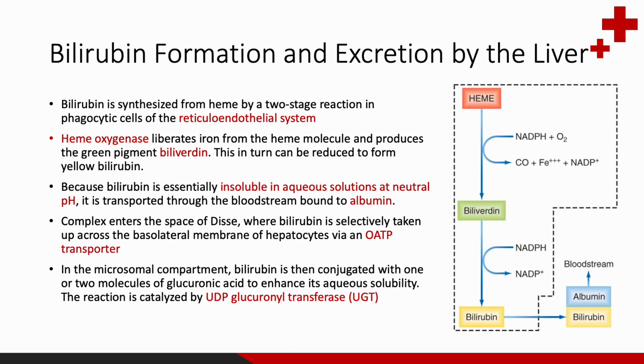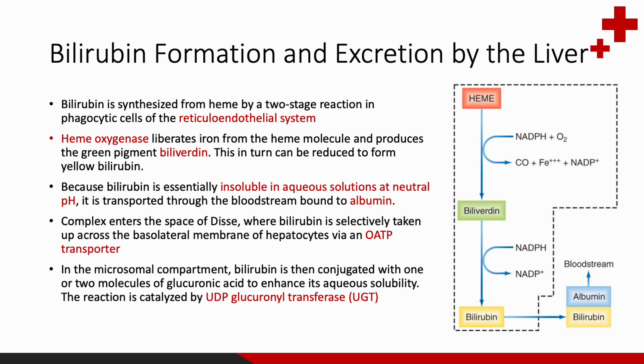Because bilirubin is essentially insoluble in aqueous solutions at neutral pH, it is transported through the bloodstream bound to albumin. When this complex reaches the liver, it enters the space of Disse, where bilirubin is selectively taken up across the basolateral membrane of hepatocytes via an OATP transporter.